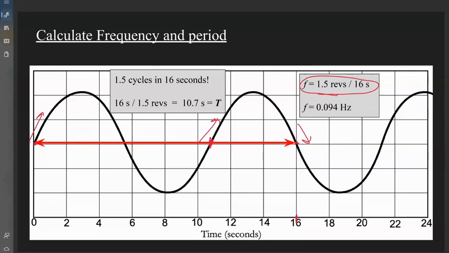What AP does is they will always give you 2 points that are nice data points. Always one will be on the left side of the graph, always one will be on the right side of the graph. So pick the nice data points, and then just say how many seconds per how many revolutions. There's your period, seconds per revolution. And then you can just invert it, revolutions per second, and there's your frequency. So we get 10.7 seconds, and we get 0.094 hertz as our frequency.